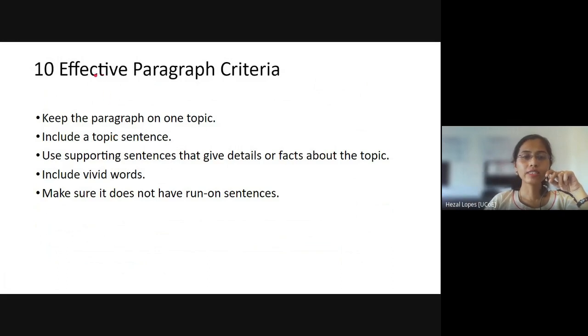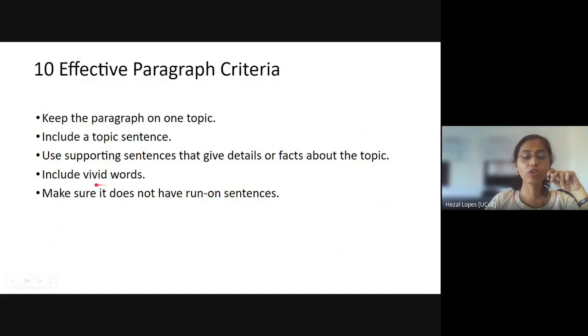So let's understand effective paragraph criteria. There are a few criteria. Let's understand those 10 criteria. Keep the paragraph on one topic. For one topic, one paragraph. Then include a topic sentence. Then you have to include the sentence for that particular topic. Use supporting sentences that give details or facts about the topic. So you explain that paragraph properly.